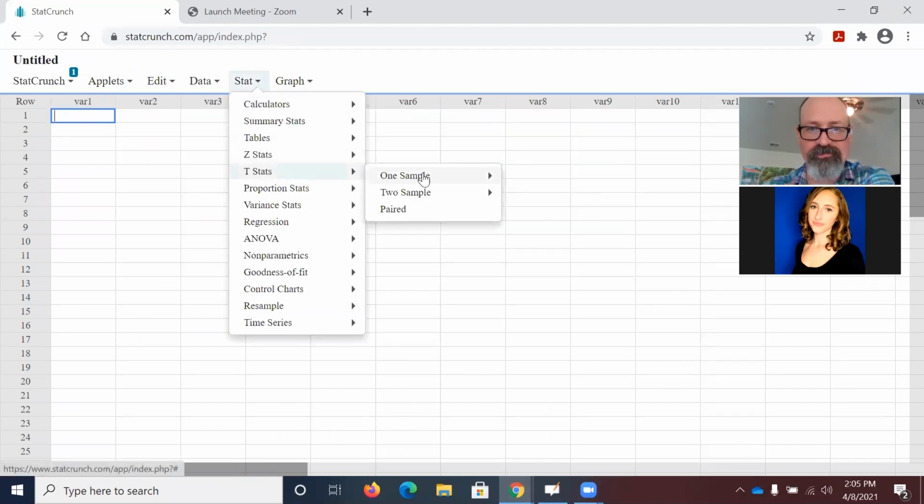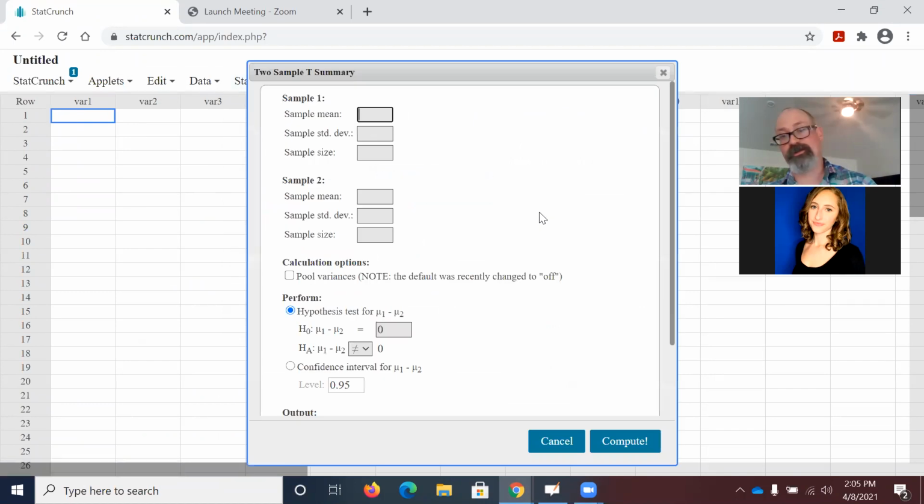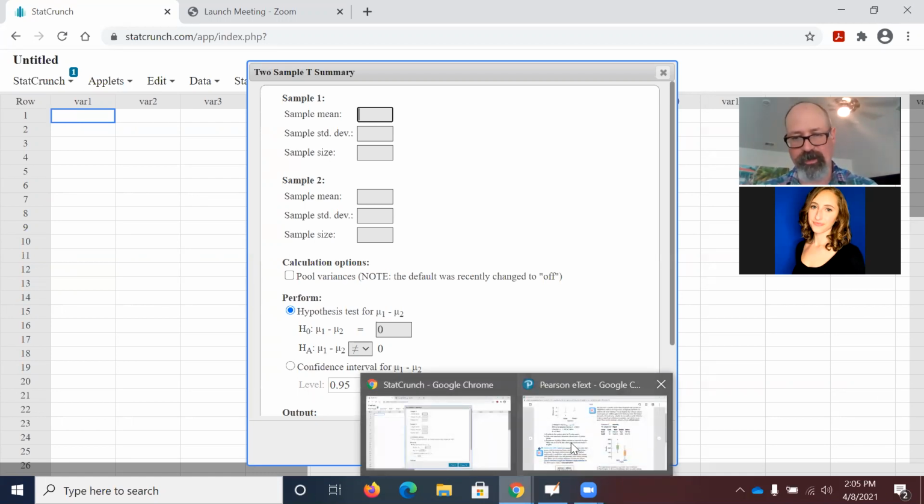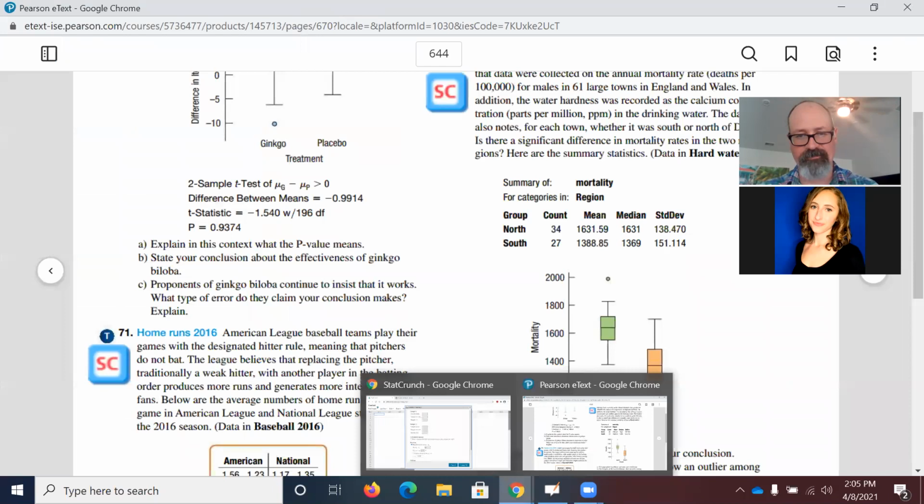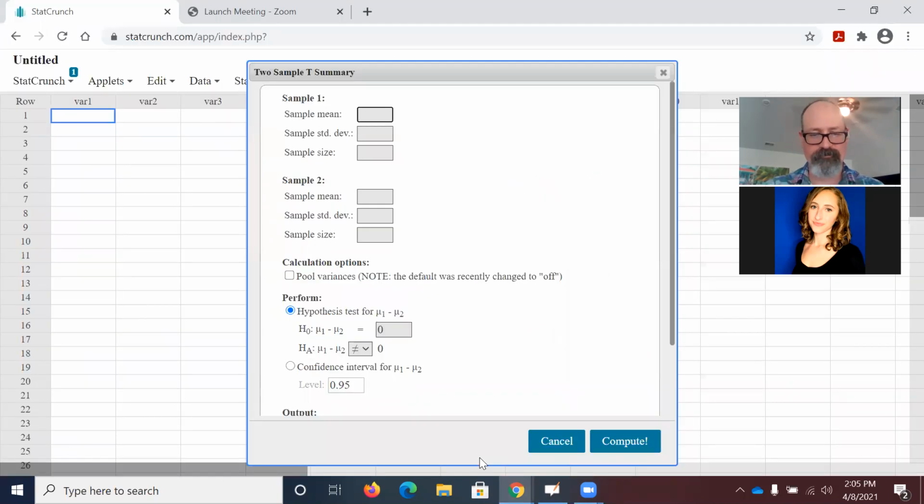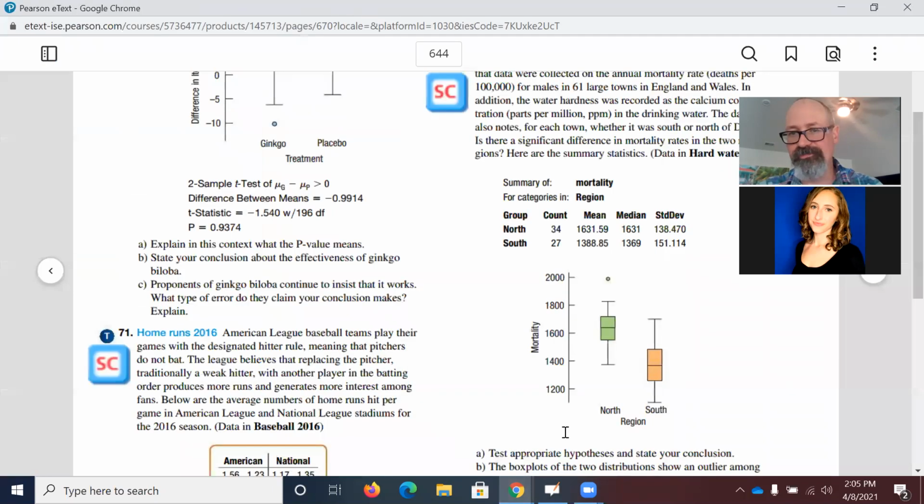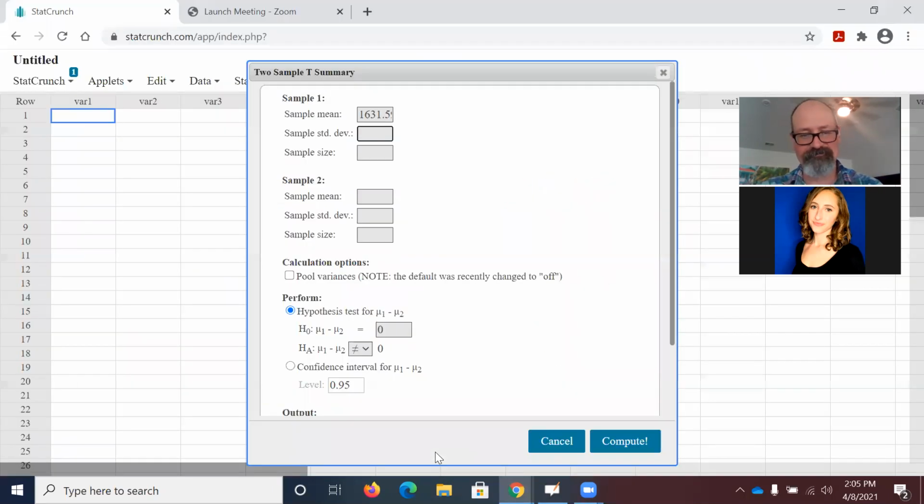So to use StatCrunch, go to Stat, T-Statistics, Two Sample with Summary, and a screen like this will be brought up. For us, sample one will be the sample that's drawn from the north. So let's see what that would look like. From the north, the mean is 1631.59, so we can enter that. The sample standard deviation from the north is about 138.47, and the sample size from the north is 34, if memory serves.